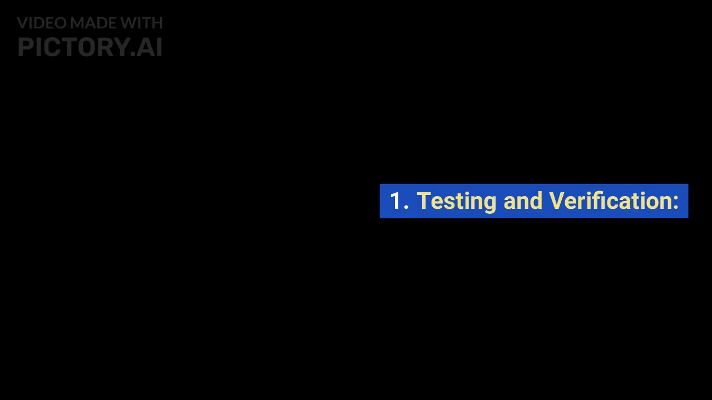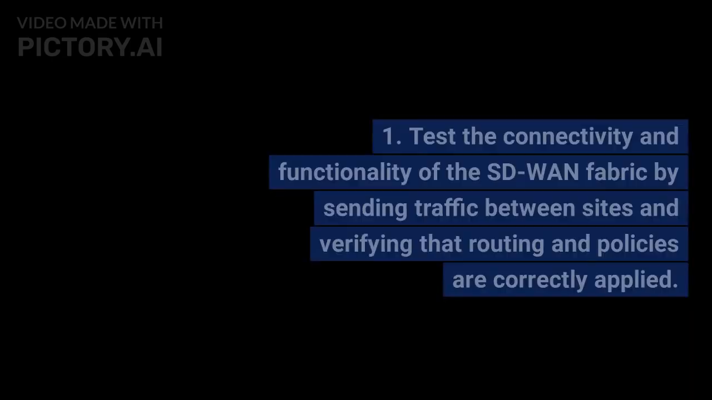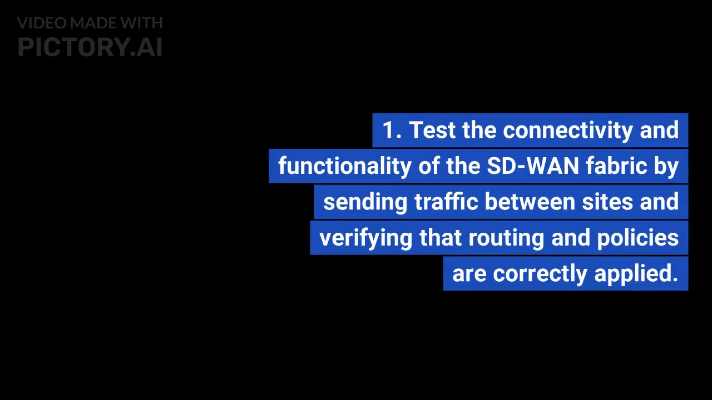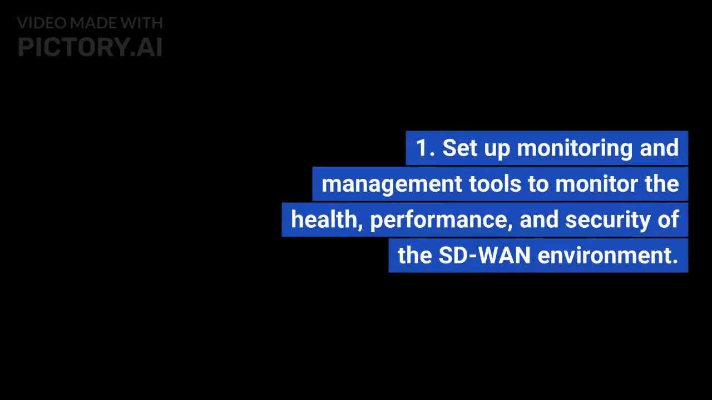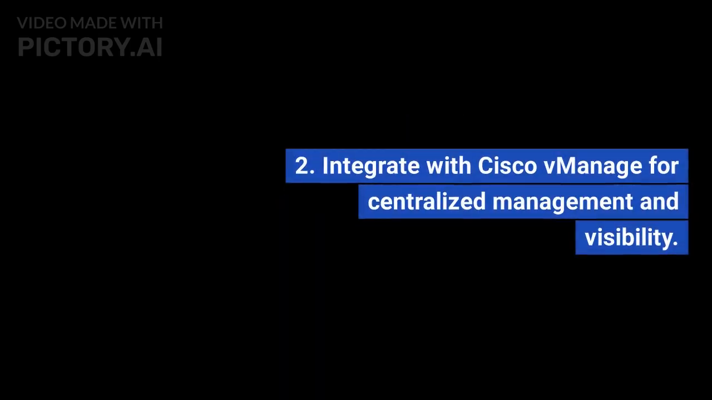Testing and verification. 1. Test the connectivity and functionality of the SD-WAN fabric by sending traffic between sites and verifying that routing and policies are correctly applied. Monitoring and management. 1. Set up monitoring and management tools to monitor the health, performance, and security of the SD-WAN environment. 2. Integrate with Cisco vManage for centralized management and visibility.